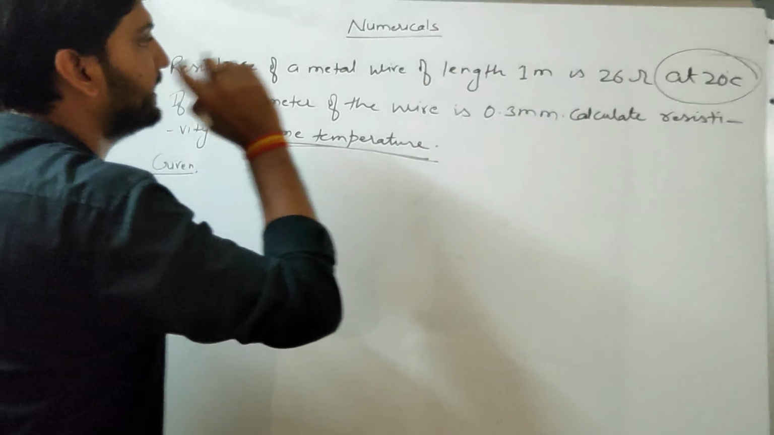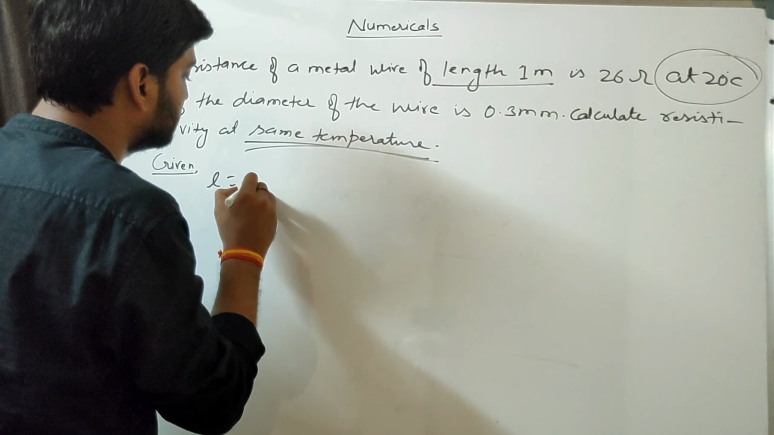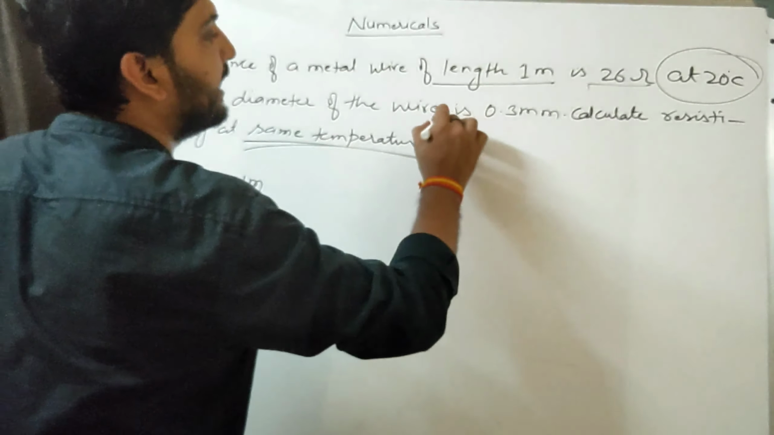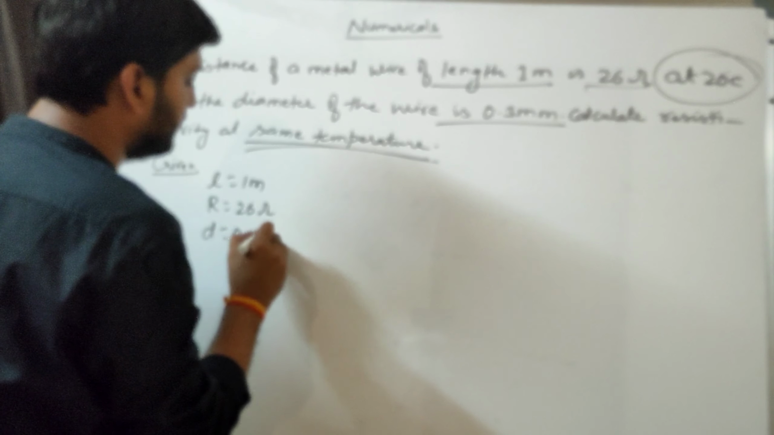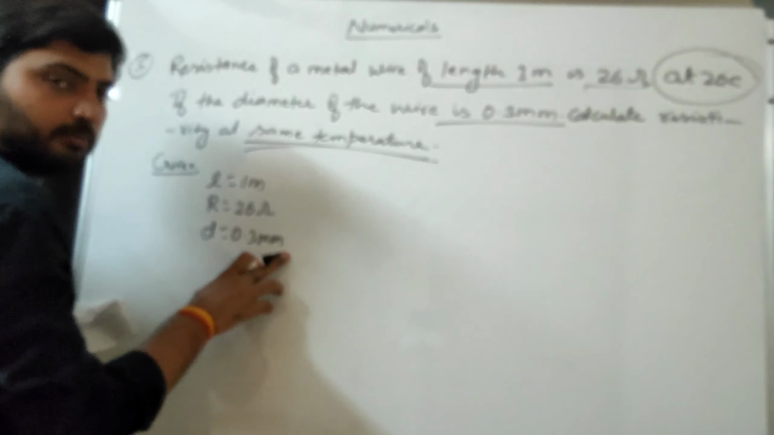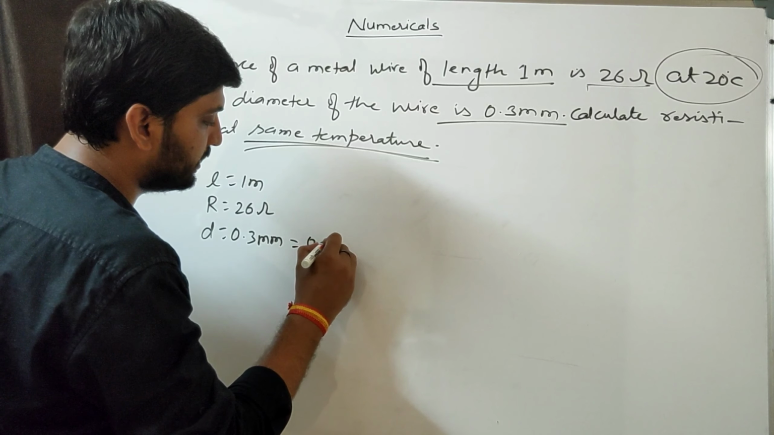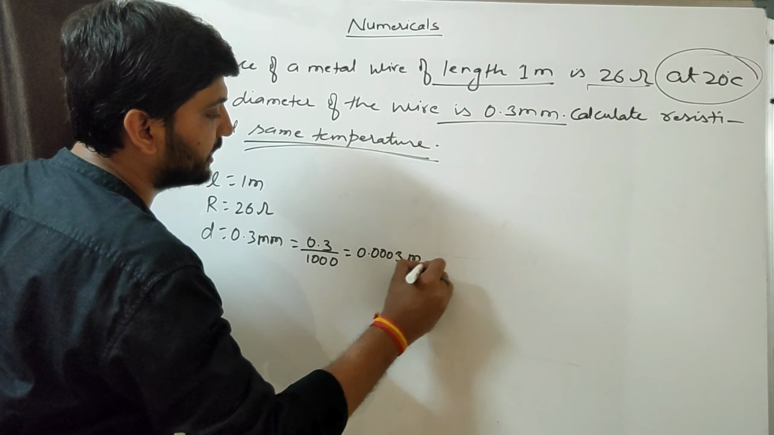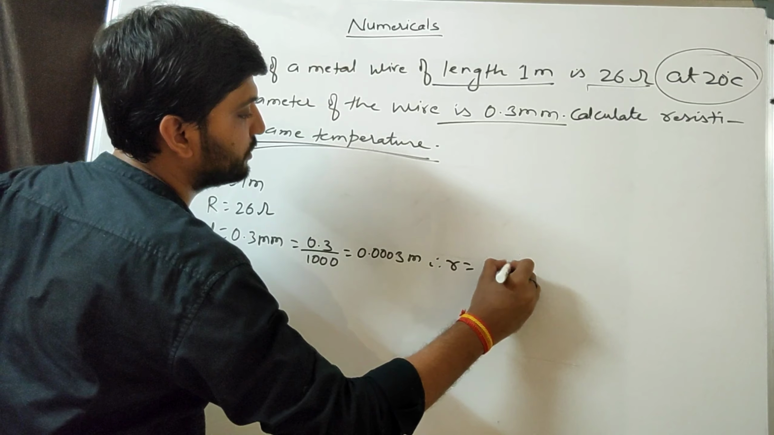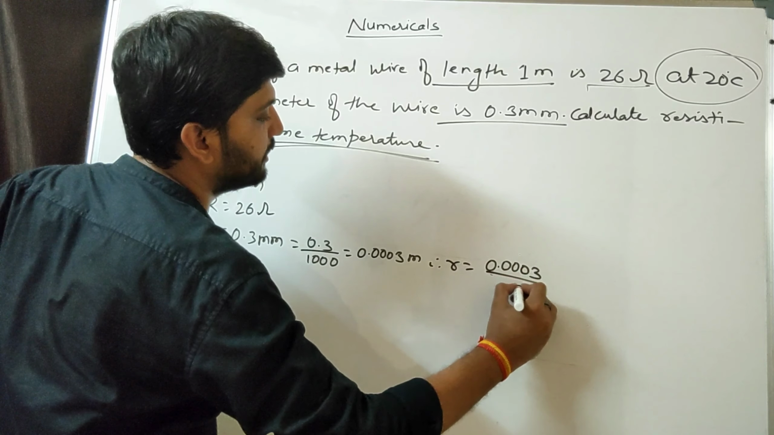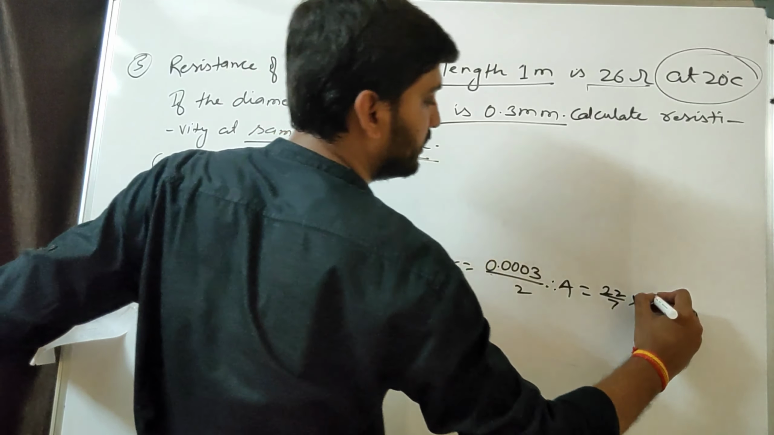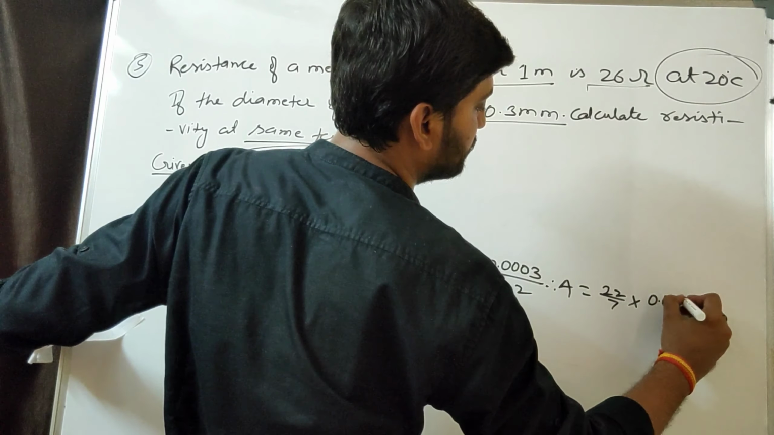Okay, we are going to find the given ones. What is given first? Length is given, 1 meter. Resistance is given, 26 ohm, and diameter is given, 0.3 mm. Converting mm to meter: 0.3 divided by 1000, which is equal to 0.0003 meter. Therefore, radius is equal to 0.0003 divided by 2. Area is equal to pi r square, 22 by 7 into 0.0003 by 2 whole square. Clear? Same as the previous one.